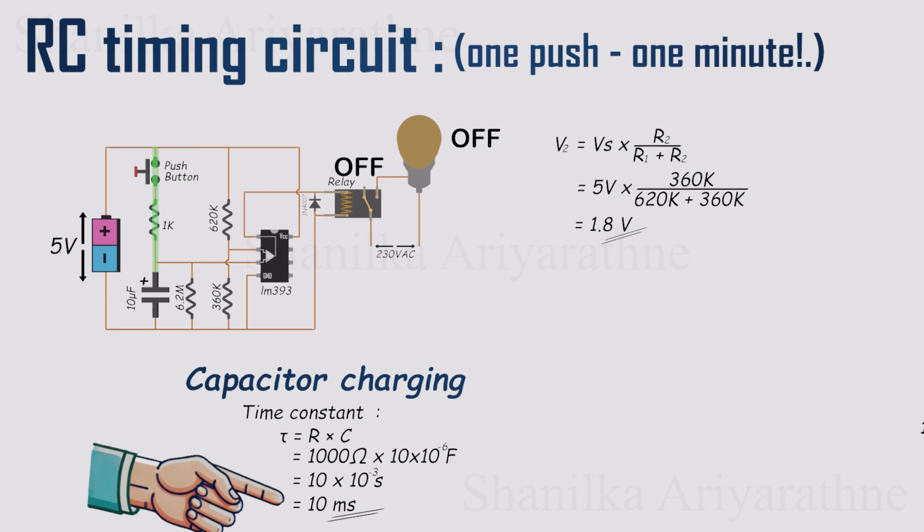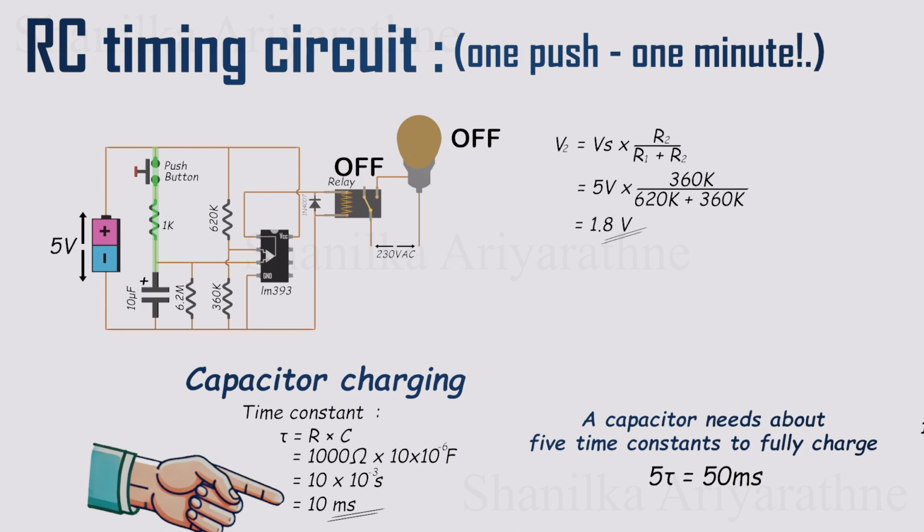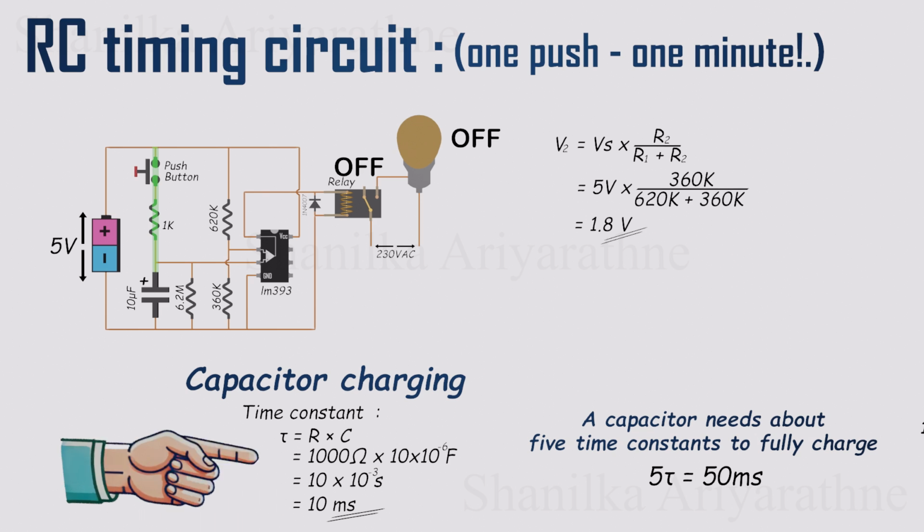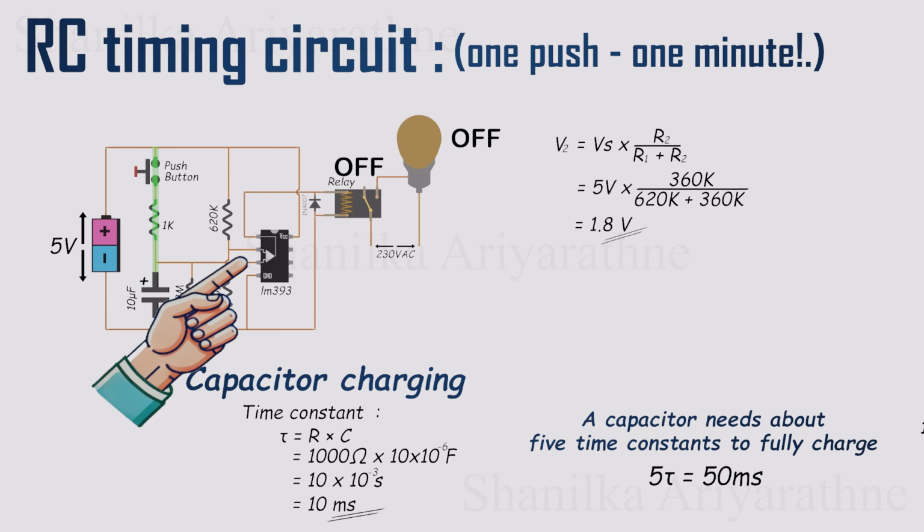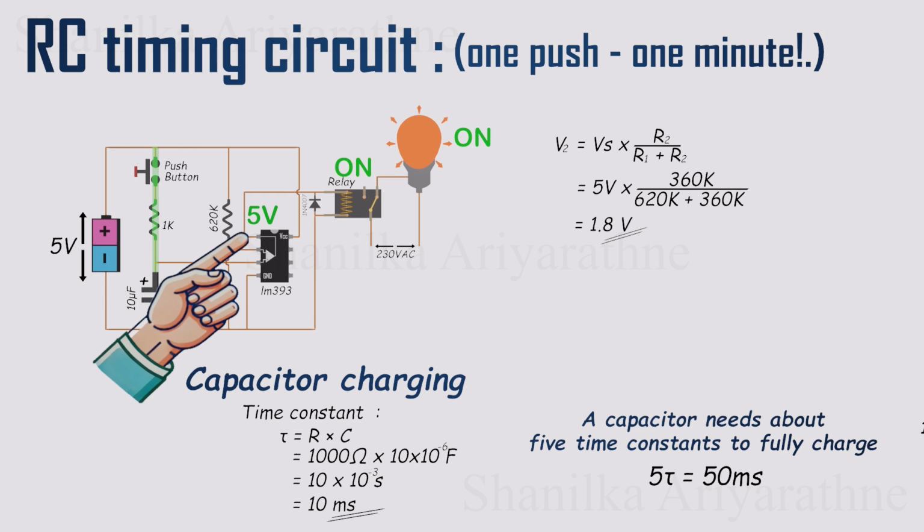10 milliseconds. Since a capacitor needs about 5 time constants to fully charge, we only need to hold the push button for about 50 milliseconds. That's a very short time, perfect for a normal push button press. After about 50 milliseconds, the voltage at pin 3 reaches around 5 volts. At that point, the relay is energized and the light turns on.